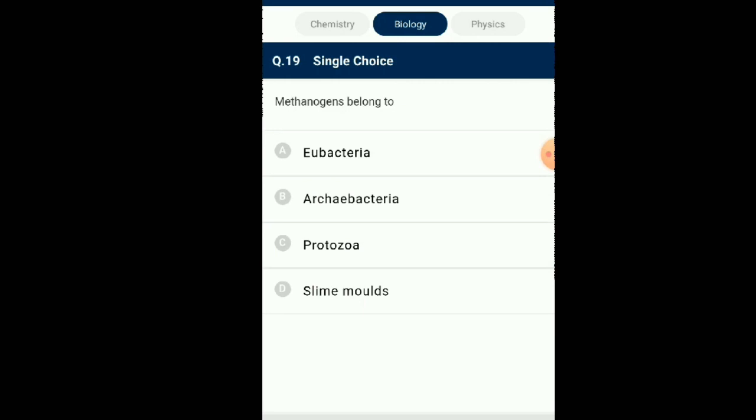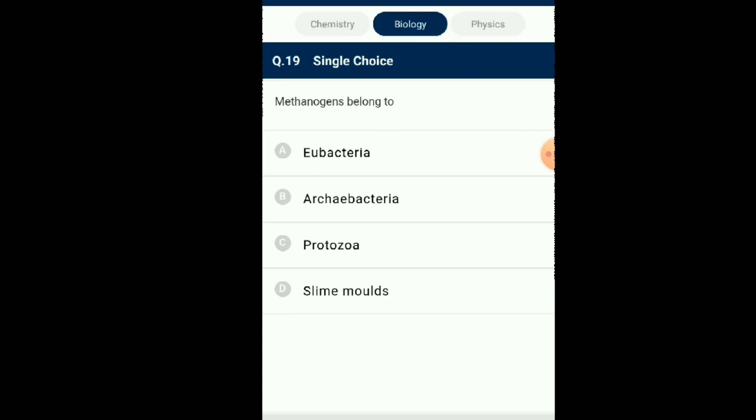Question number 19. Methanogens belong to. Archaebacteria are different from the other bacteria in having different cell wall structure. Archaebacteria are unique since they live in some of the extreme environmental conditions such as hot springs, extremely salty areas, to marshy areas. Methanogens can convert carbon dioxide, methanol, formic acid into methane, so are called methanogens.